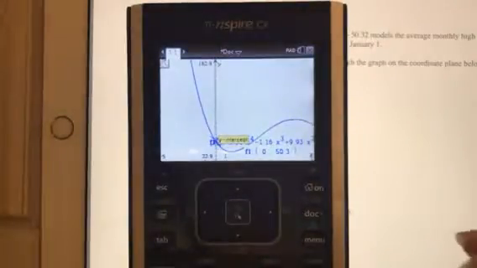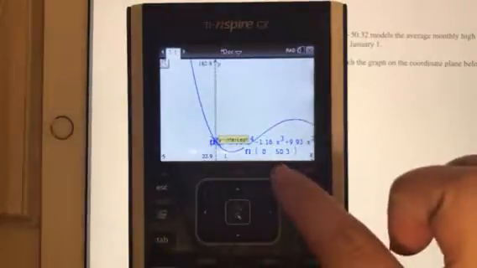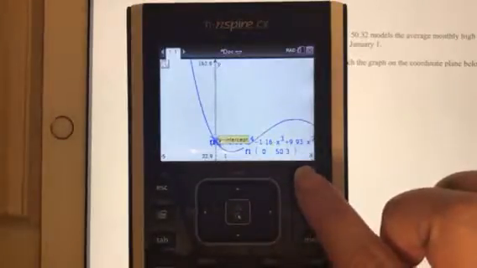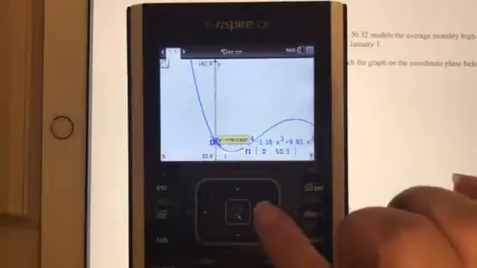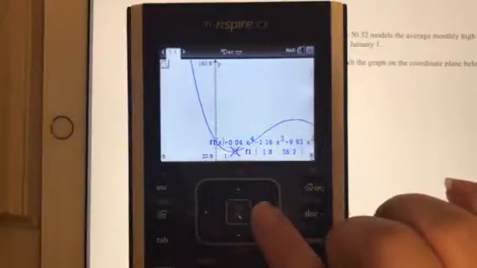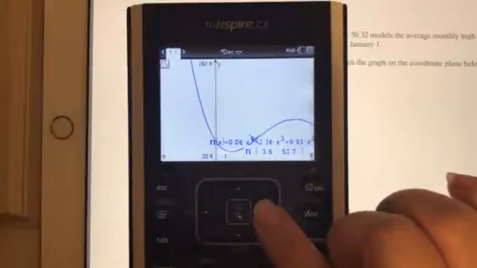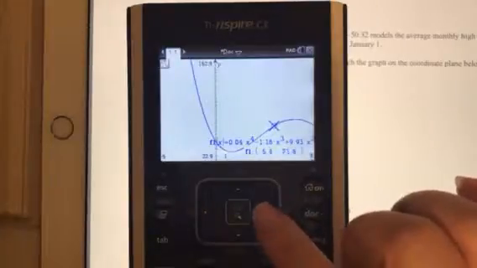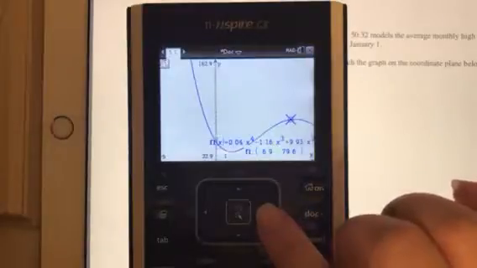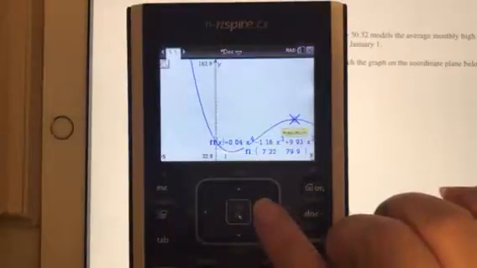At my y-intercept, where my time is 0, our temperature is 50.3. So January 1st is 50.3 degrees. As we go on, we're tracing. It dips down into the 30s. That was pretty cold. We keep going.